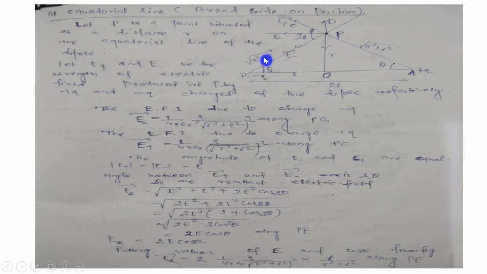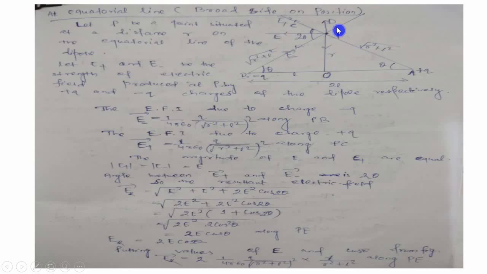Now we have to calculate the electric field intensity E plus due to the plus Q charge and E minus due to the minus Q charge. These are the strength of the electric field produced due to the charge plus Q and minus Q at point P. So now we have to calculate the electric field intensity due to the charge minus Q, which is represented as E minus equal to 1 by 4 pi epsilon naught Q by (R square plus L square) whole square along PB, because the point charge we have already discussed.